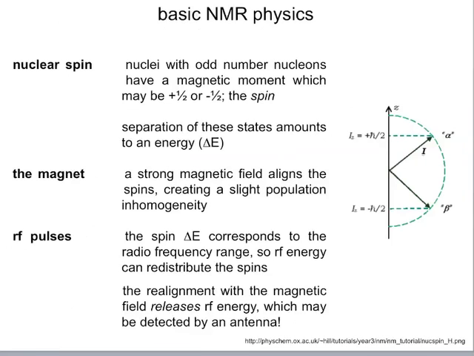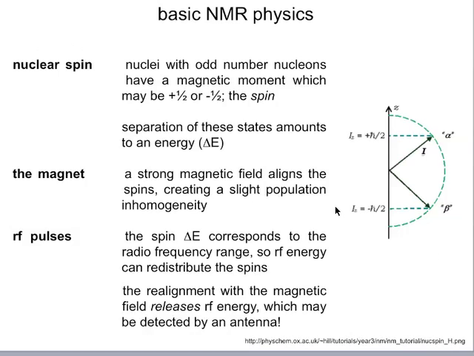Now again, I don't want to spend too much time on this. Basically, NMR is useful for nuclei that have plus or minus 1/2 spins. There are others that are possible, but for now let's focus on those. And we can separate those energy states, plus or minus 1/2, with a magnetic field, as I've already mentioned.